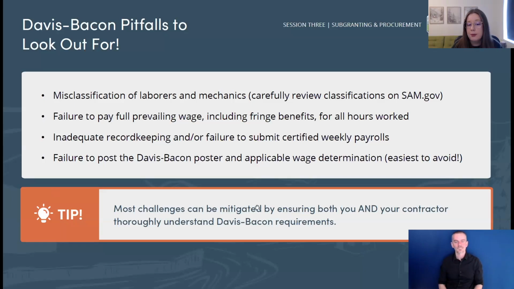And again, most challenges can be mitigated by ensuring both you and your contractor thoroughly understand the Davis-Bacon requirements. I also recommend having one main point of contact on your team who is overseeing this aspect of the project. It may be the same person who's overseeing the whole project, but having one point of contact who is ensuring all of these requirements are met is a good way to make sure that nothing is dropped.